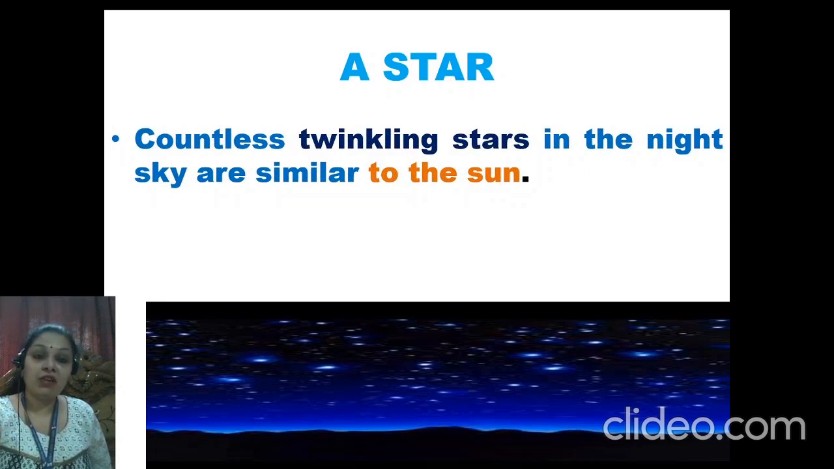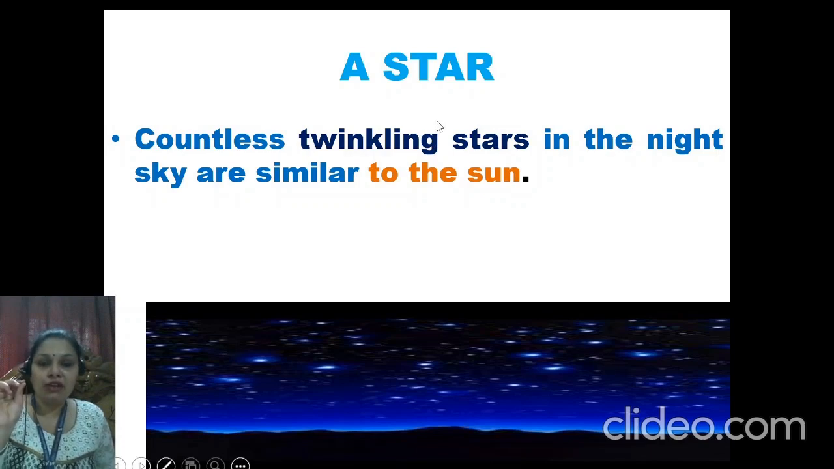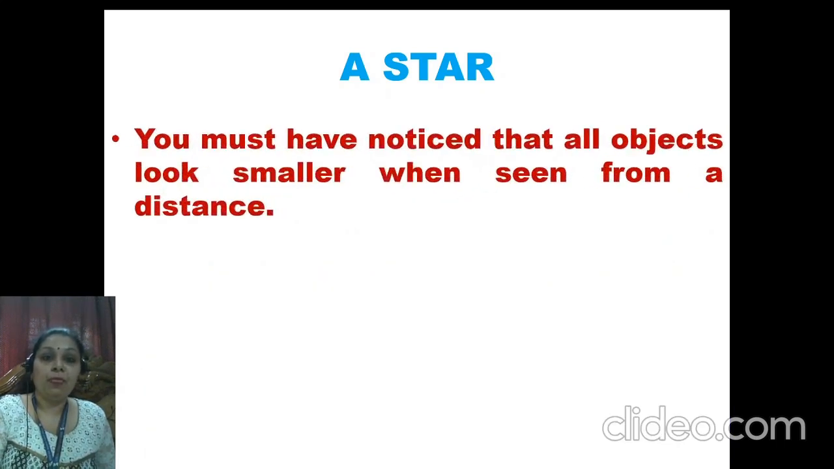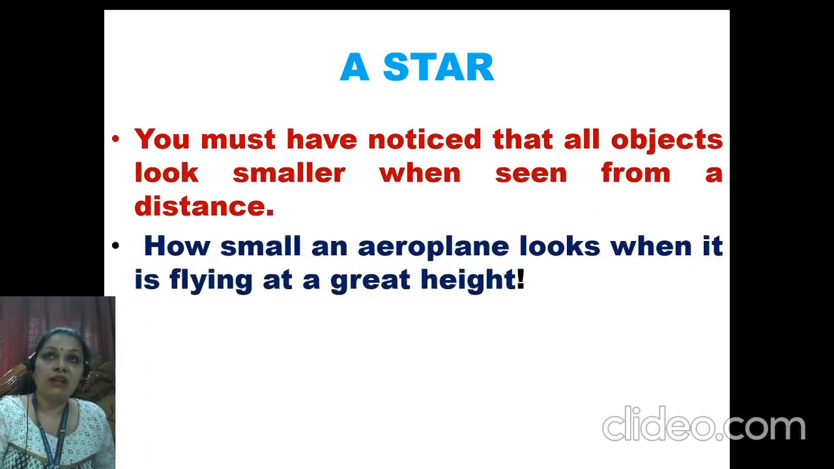But why do we see them as very tiny dots? Because they are very far away from us. We do not feel their heat and light, because they are very far from us as compared to the sun. You must have noticed that all objects look smaller when seen from a distance. How small an aeroplane looks when it is flying at a great height.